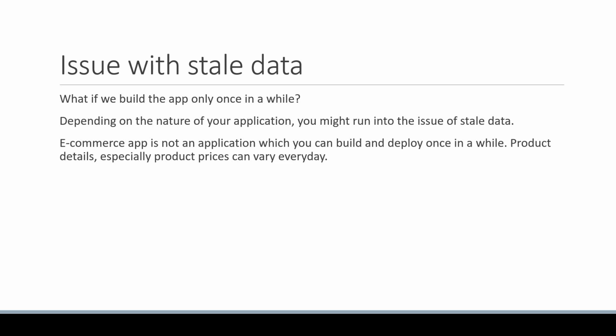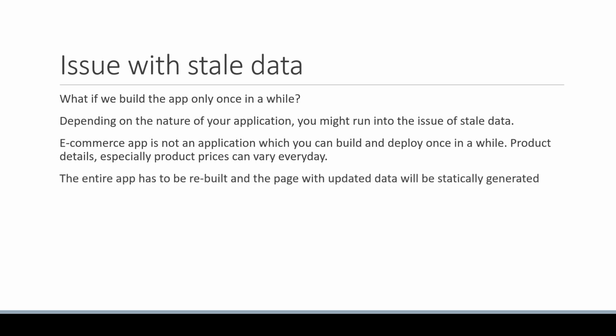And in doing so, we stumble into the first issue again. Imagine if for a sale, the price of a product is changed from $1,000 to $900. The entire app has to be rebuilt, and the page with the updated data will be statically generated. Even for one small change, you have to rebuild the app. And if you have to wait hours together to get a change across to production to ensure there is no stale data displayed to the user, it is definitely a problem that needs attention.